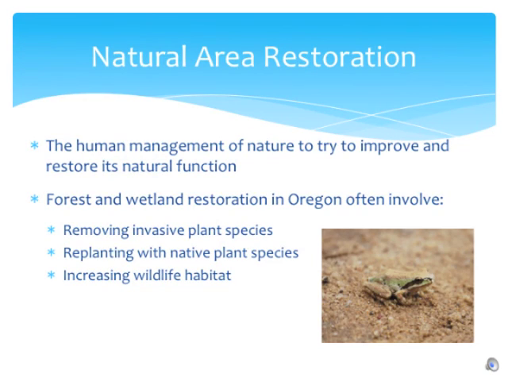Again, what I meant by natural area restoration is the human management of nature to try and improve and restore its natural function. So restoration is something that we as humans are doing. We do a lot of this in Oregon to try and protect our environment. We do a lot of forest and wetland restoration in Oregon. Oftentimes, forest and wetland restoration includes removing invasive plant species, replanting with native plant species, and increasing wildlife habitat.